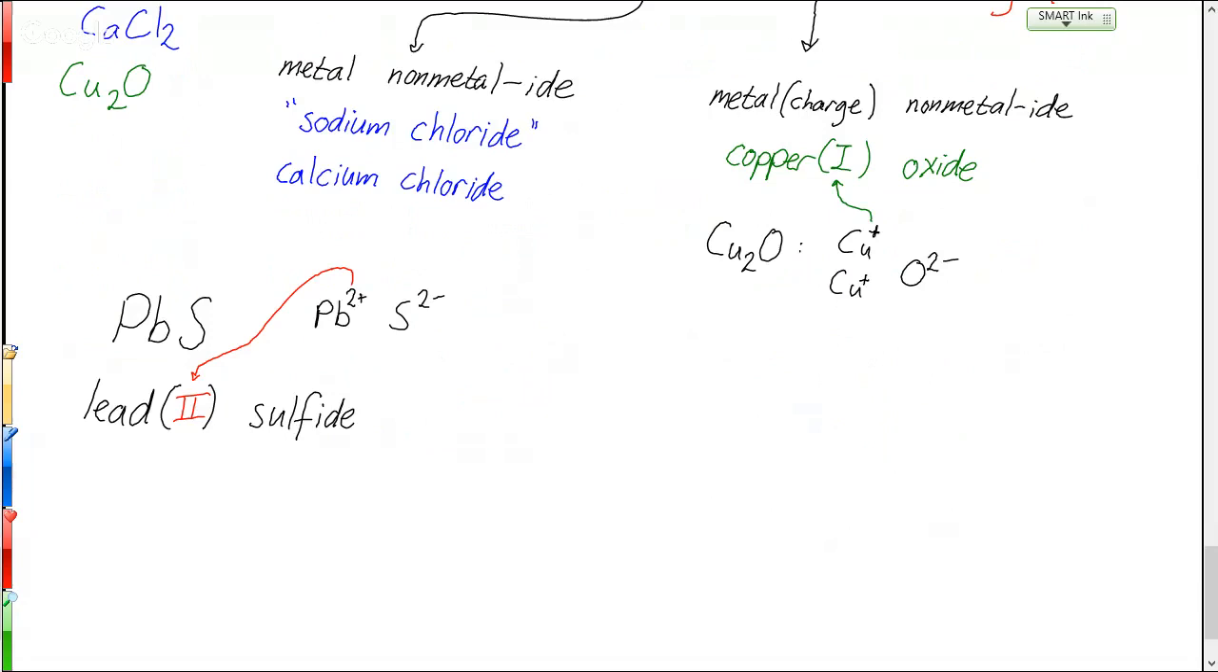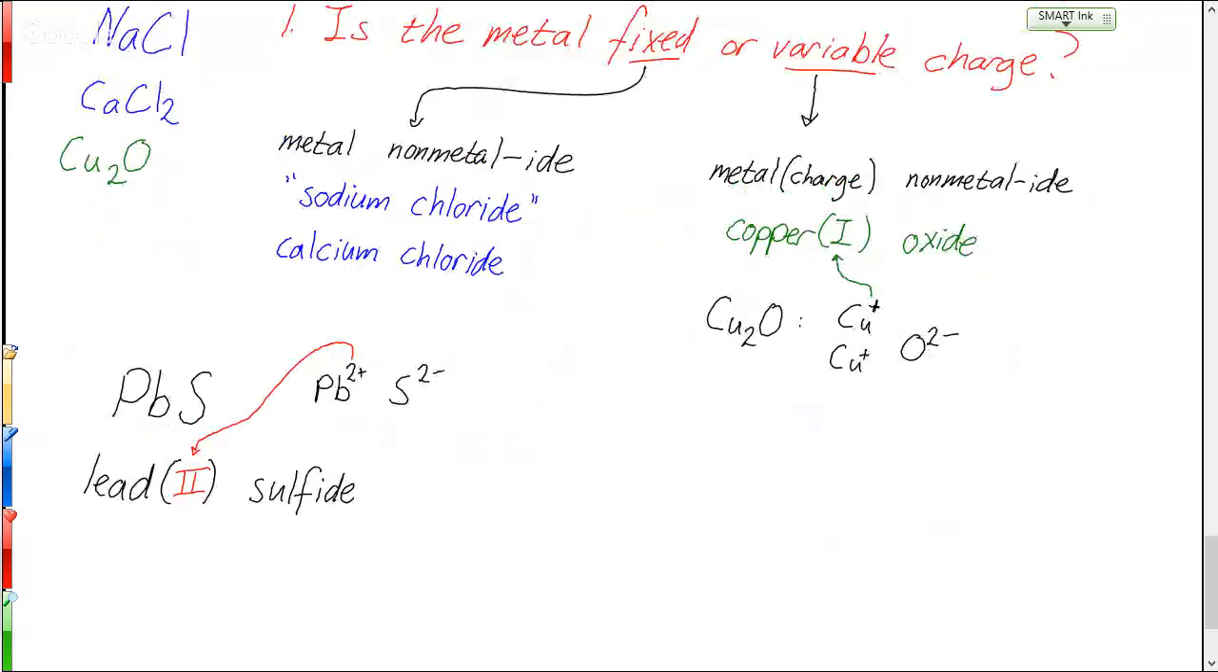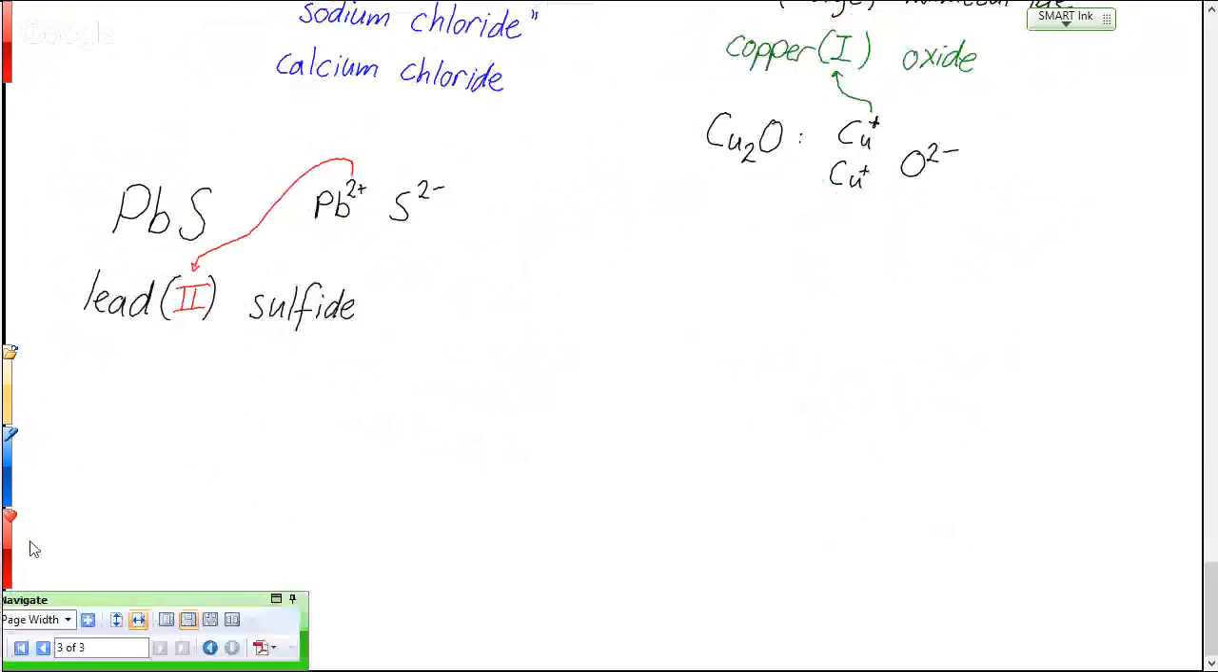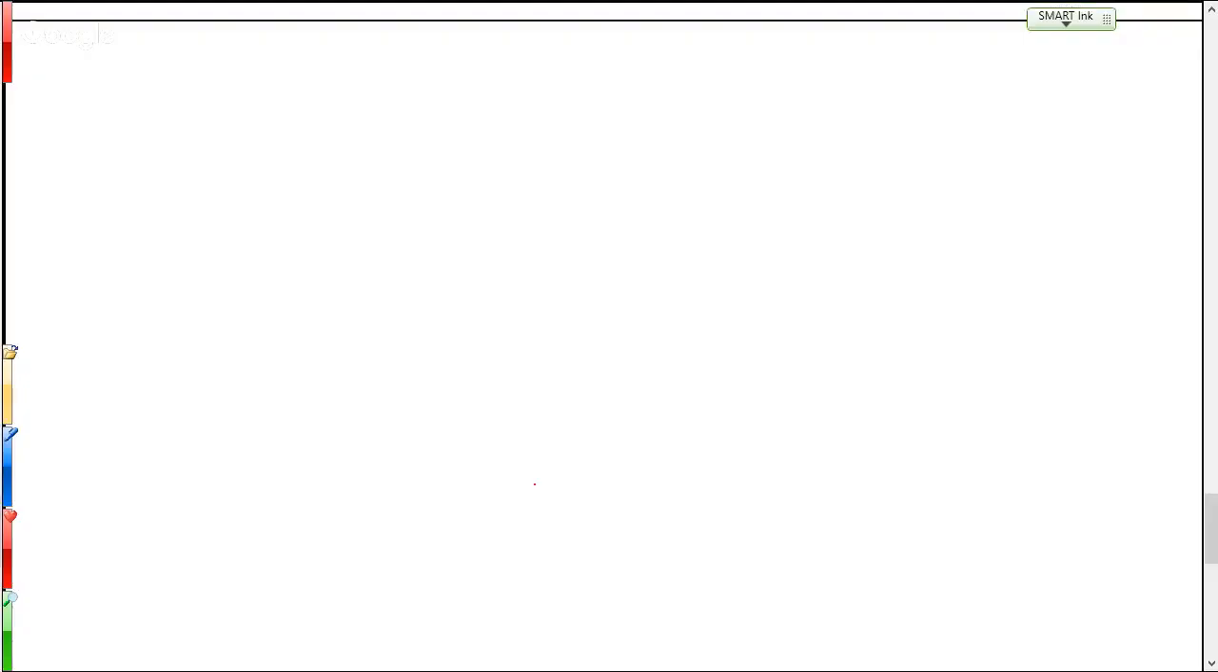All right, so that's how it works. We're going to keep doing it. We need to look at one more class of ions, one class of ions that we haven't talked about yet. New page here. And they're called the polyatomic ions.